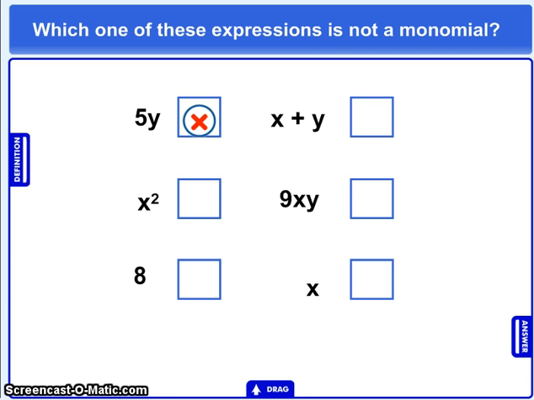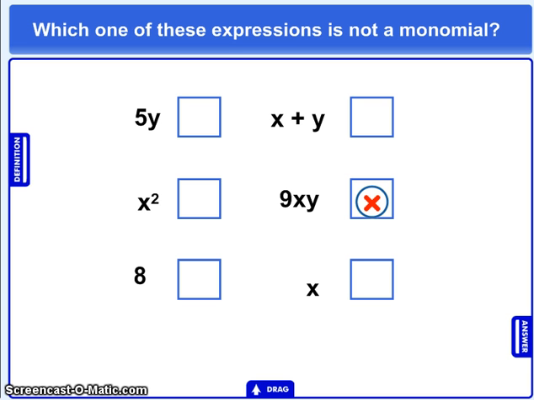Well, 5y, that is definitely a monomial because it's a product of 5, which is a constant, and y, which is a variable. X squared, also a monomial, because again we've got a single variable, and in this case it is raised to an exponent. However, that means multiplication, x times x. So that would indeed be a monomial. 8 also fits a monomial because it's just a constant. The variable x, monomial. 9xy, also a monomial.